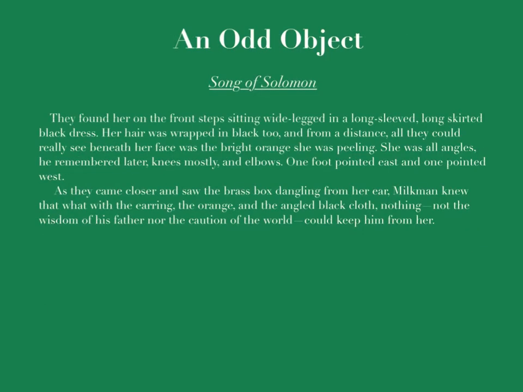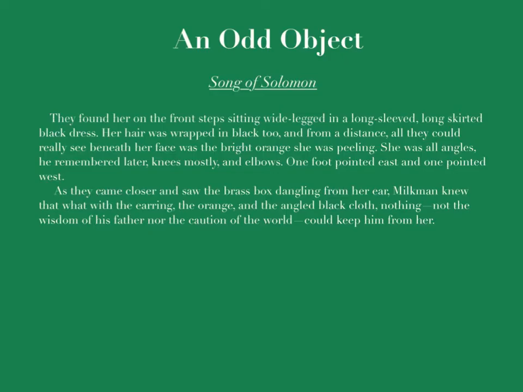Another way an author will draw attention to an object is by making the object strange. I actually just finished reading Song of Solomon by Toni Morrison, and the main character at this point is just a kid. His nickname is Milkman, and they find his aunt, who he's never really had much interaction with, and this is the description of her.